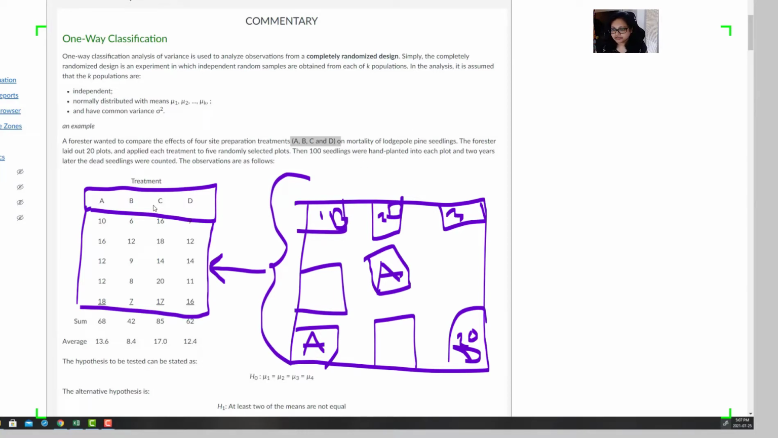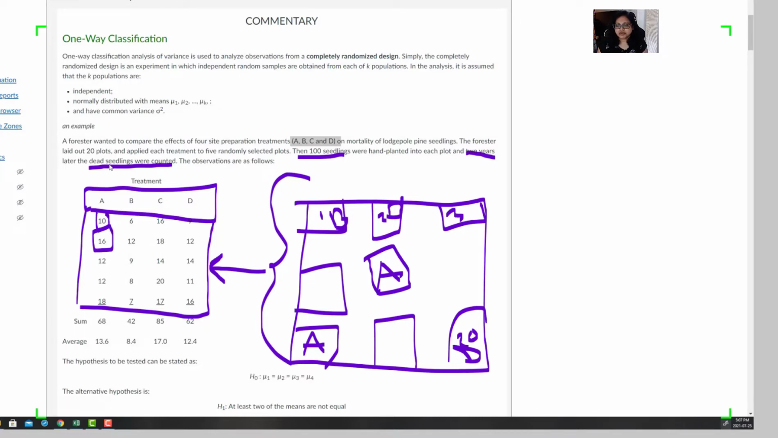So what we try to see here is that, let's say we have 100 seedlings in each of those plots. After we observe them for a number of years, we try to see how many seedlings were dead. That's what we counted, and that's what we wrote down here.